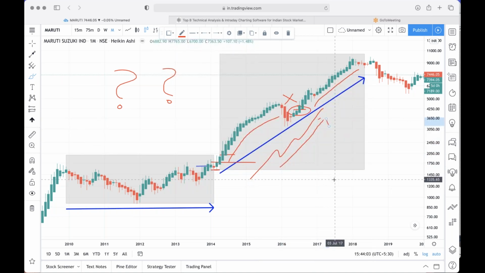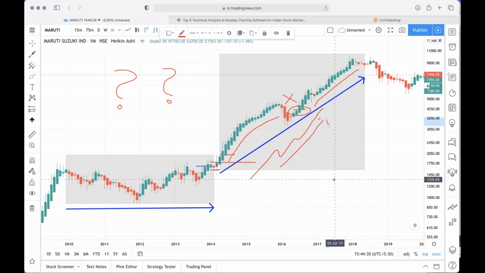So do not use Heiken Ashi for trend identification. Use Heiken Ashi as a good tool for following a trend, to trail your stop loss and ride it as much as it allows you to. But do not use Heiken Ashi to decide, okay, I'm going to buy this. Don't do that.